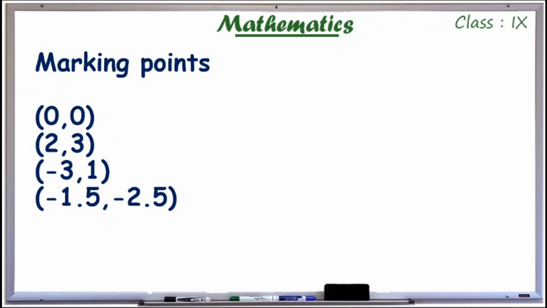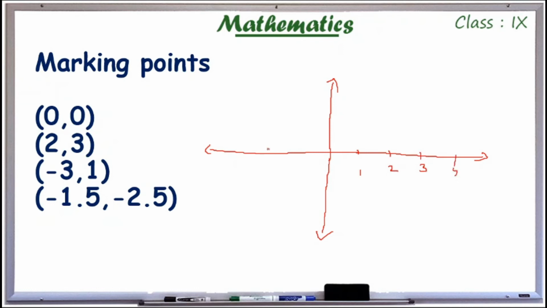Suppose I am going to mark this point. This is the most important part of your chapter, marking points in a plane. So first I have to draw x-axis, y-axis, origin and all. So I am going to mark these points. So first thing I have to give arrows because the values are continuing. 1, 2, 3, 4, minus 1, minus 2, minus 3. So you have to use scale and pencil.